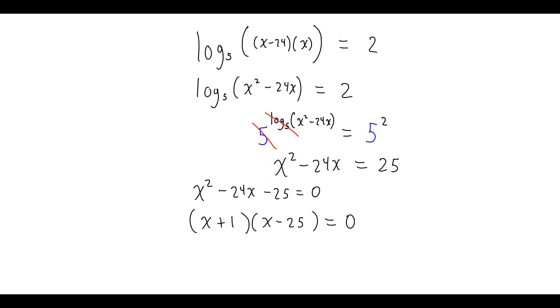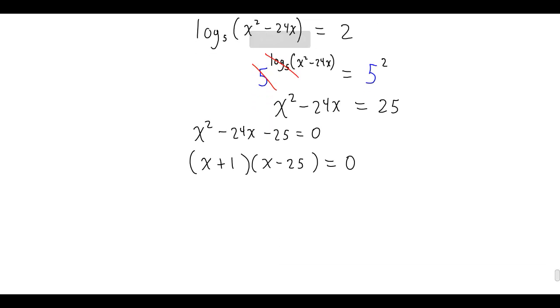Zero product property says to set each of these equal to 0 individually. x plus 1 equals 0, x minus 25 equals 0, leaving me with two solutions, negative 1 and 25. Now, I need to check to make sure that I'm not violating any rules. Remember, we are only allowed to have positive numbers inside of a logarithm.